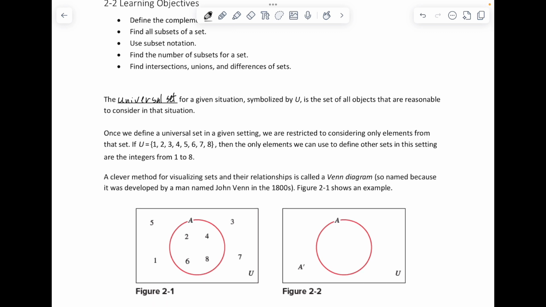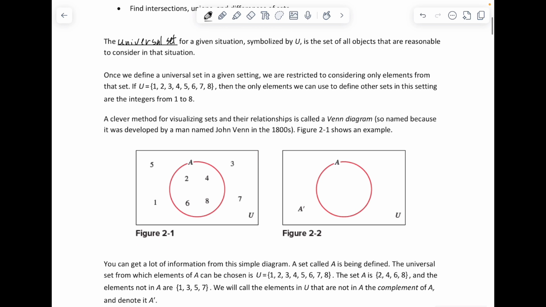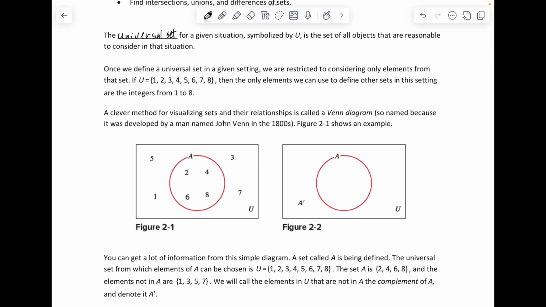Figure 2.1 here shows an example of a Venn diagram. You can get a lot of information from this fairly simple diagram. A set called A is being defined here. The universal set from which the elements of A can be chosen is the integers from 1 to 8. The set A includes the numbers 2, 4, 6, and 8, and the elements not in A are 1, 3, 5, and 7. We will call the elements in U that are not in A the complement of A and denote it by A with a prime symbol. Call that A prime, or the A complement.